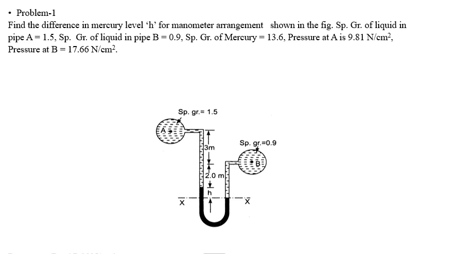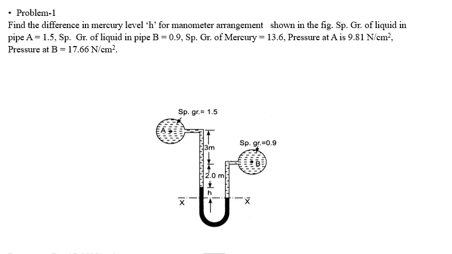Now the pressure readings are given at pipe A as well as pipe B. At pipe A, the pressure value is 9.81 Newton per centimeter square, and at pipe B, the pressure is 17.66 Newton per centimeter square. So in this numerical, the reference or datum line is taken as XX.